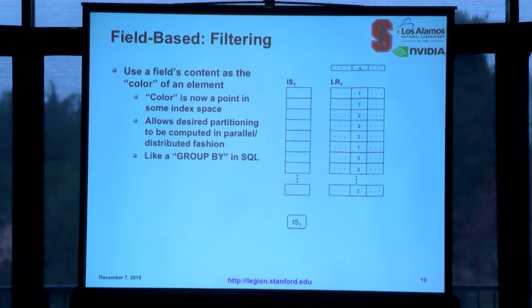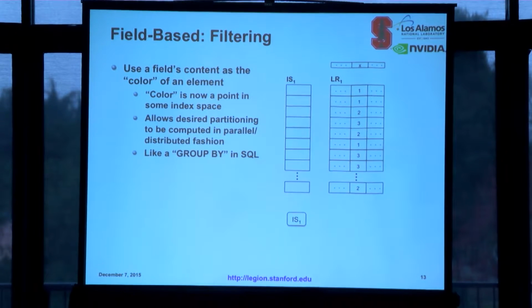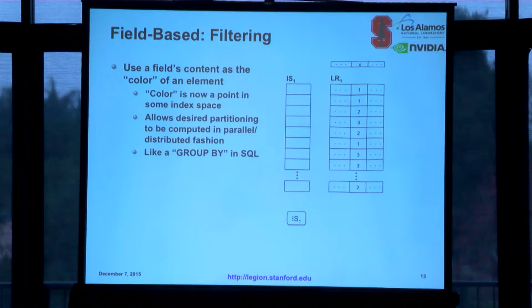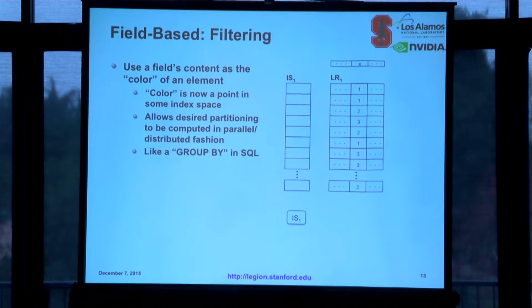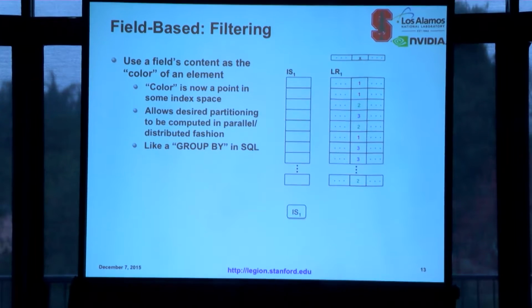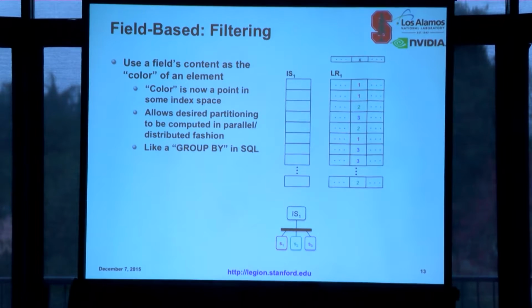In the filtering mode, basically, we're going to use the values stored in this field to compute the coloring. For each value that shows up in there, we've got 1, 2, and 3. They're effectively assigned different colors. And we're going to use those colors. We see there's 3 of them. So again, we're going to get a partition with 3 subspaces.